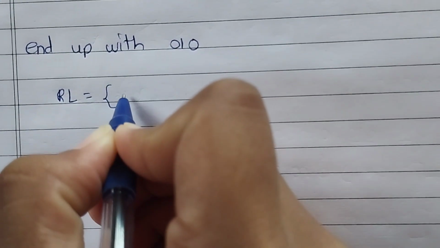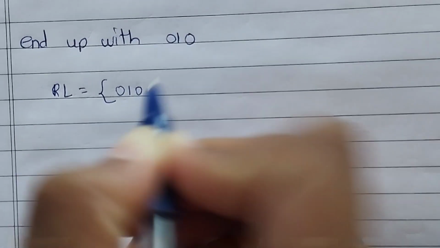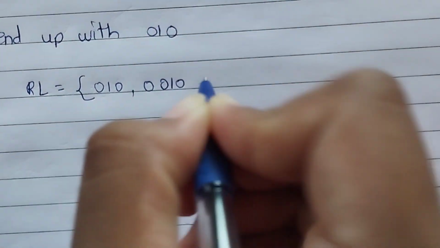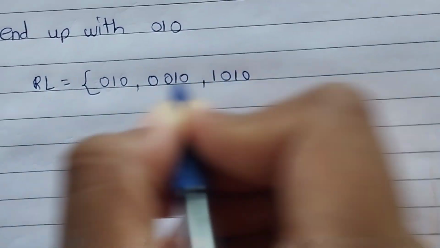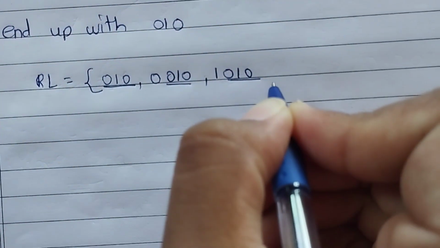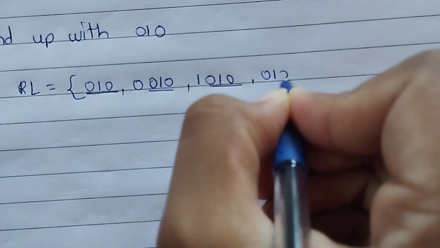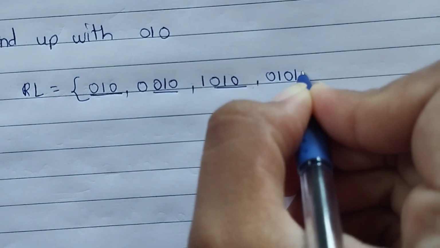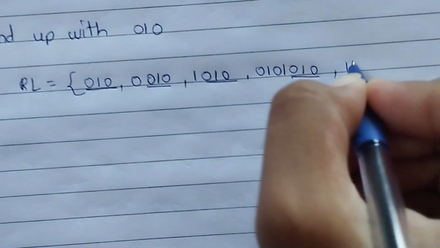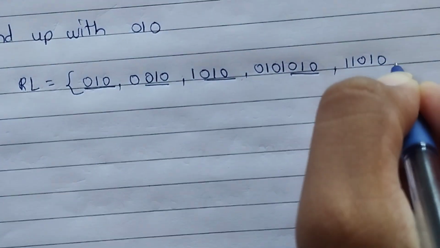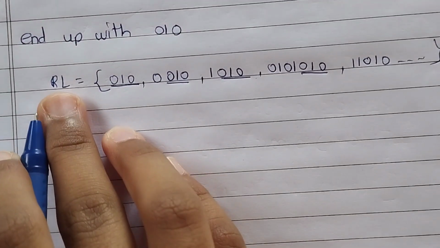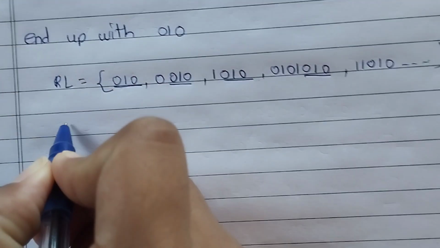First only 0 1 0 comes. Then the second possibility: 0 0 1 0 or 1 0 1 0. Always the string ends with 0 1 0. So here 1 0 1 0, then 0 1 0. So the string ends with 0 1 0. In the same way, we write 0 1 0 strings up to n, an infinite number. So this is the regular language, and now we write the regular expression.